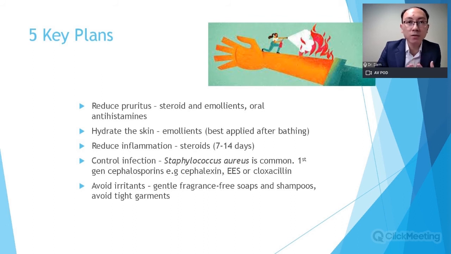If there are signs of pustular involvement, or the patient has fever, you may suspect Staph aureus infection. So normally we recommend you start a first generation cephalosporin. You can use cefalexin, erythromycin ethylsuccinate (EES), or cloxacillin, or any penicillin group antibiotic, which is actually effective for Staph or Streptococcus infection. Try to avoid irritants. Tell the parents not to use irritants, especially adult soaps or shampoos, and avoid tight garments. Try to use cotton-based clothes, which have more ventilation.